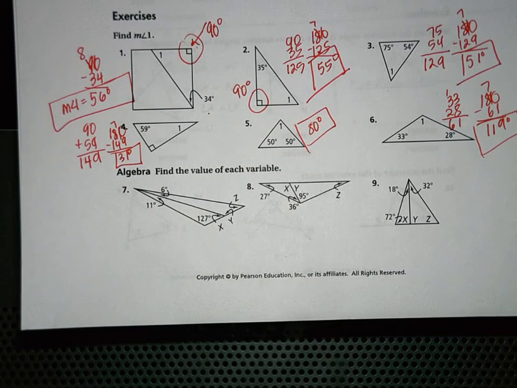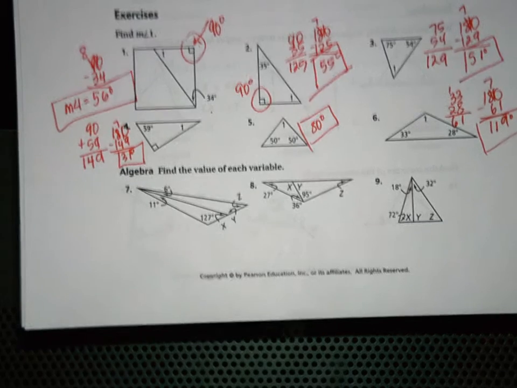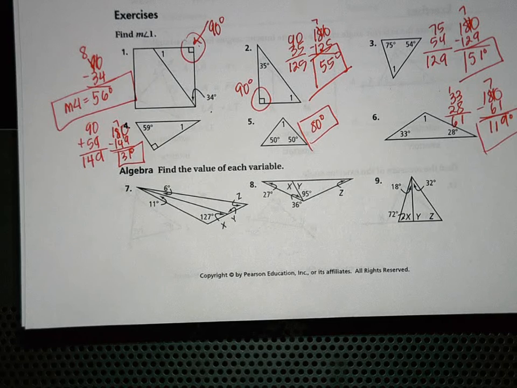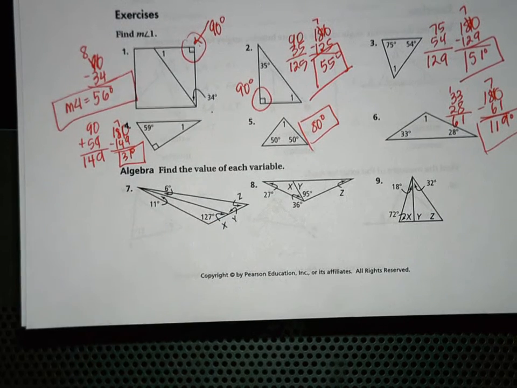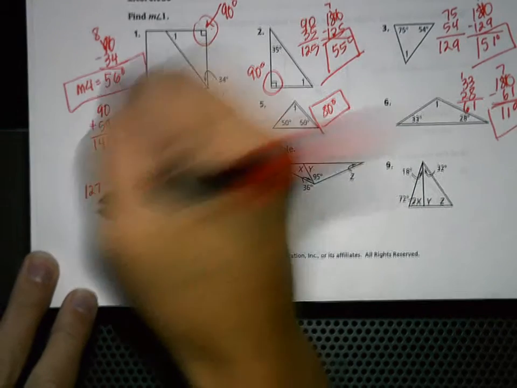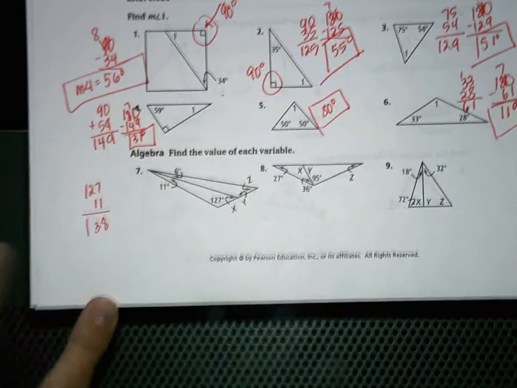Okay. 7 says find the value of each variable. So for 7 through 9, each variable. If you notice, how many variables are there? There are 3. There's X, Y, and Z. Okay, which variable is the easiest to find first? Very good. And why is that? Good. There's only one angle missing, and they already have those 2 angles. So what will I do first on this? Good. Add 127 and 11. And we get 138. Very good.